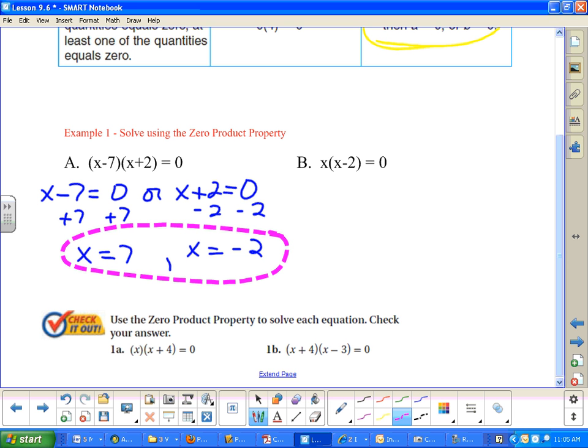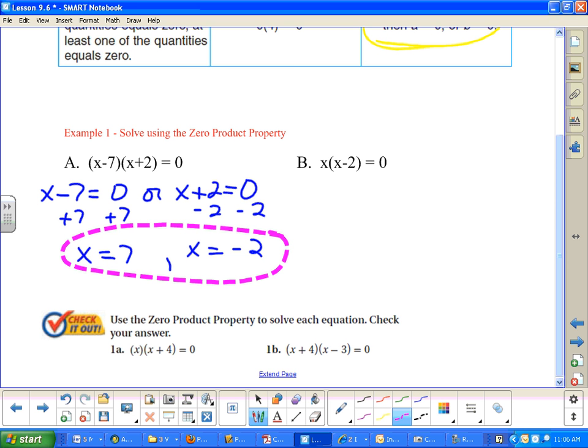If I put 7 in for x in both of them, then the one on the left would be 0. If I put negative 2 in for both of them, then the one on the right would be equal to 0. And so if we did that multiplication, we would get 0.